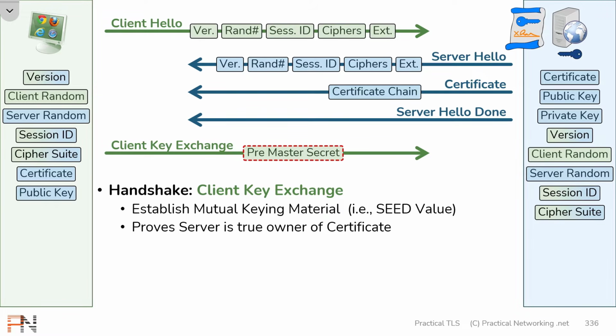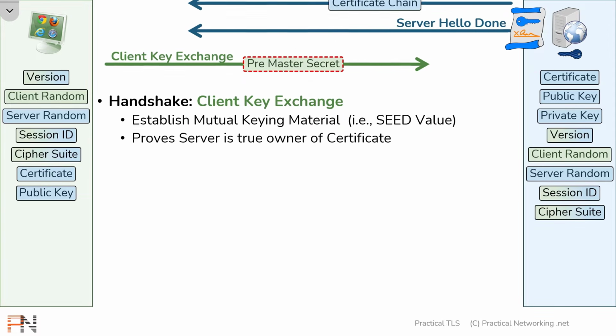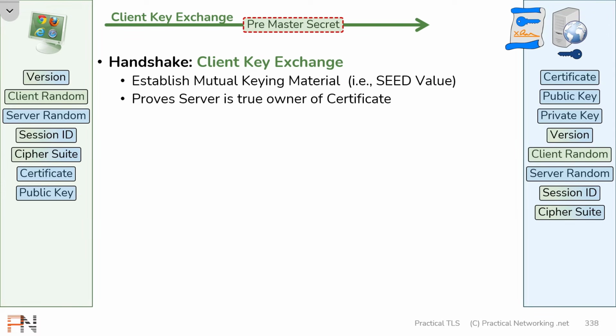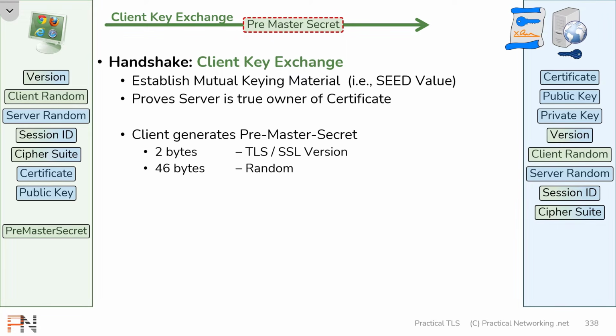Now notice this value is illustrated with this red dotted line around it. That's an indication that that particular value is sent encrypted. Let me show you how this value works. The client is going to generate the pre-master secret. The pre-master secret is 48 bytes and is for the most part randomly generated, except the first 2 bytes are going to include the TLS version that is being negotiated in this handshake.